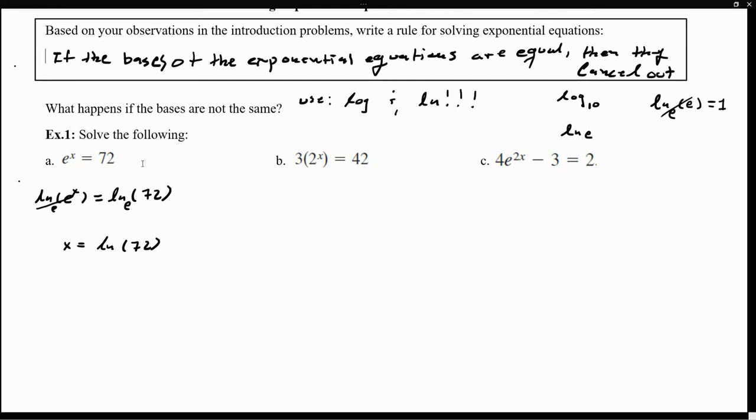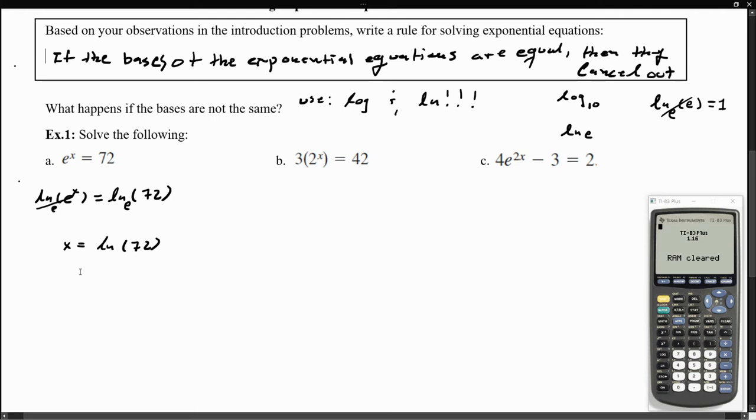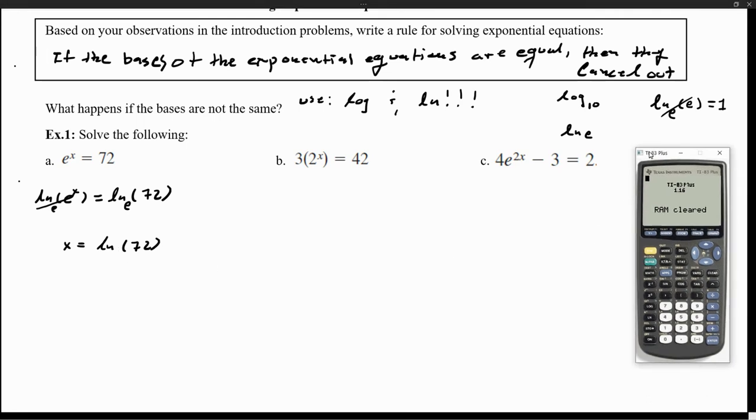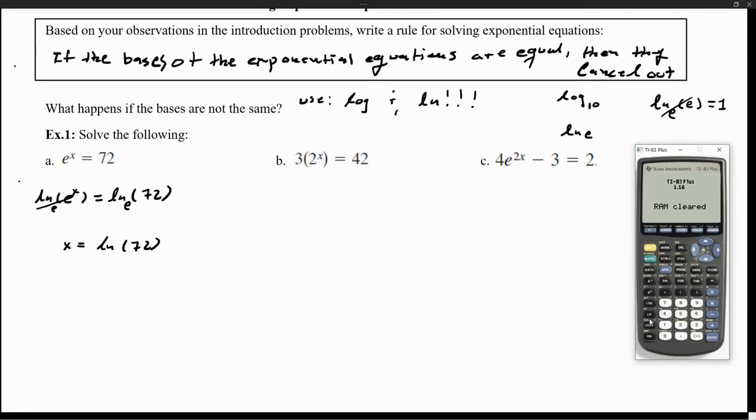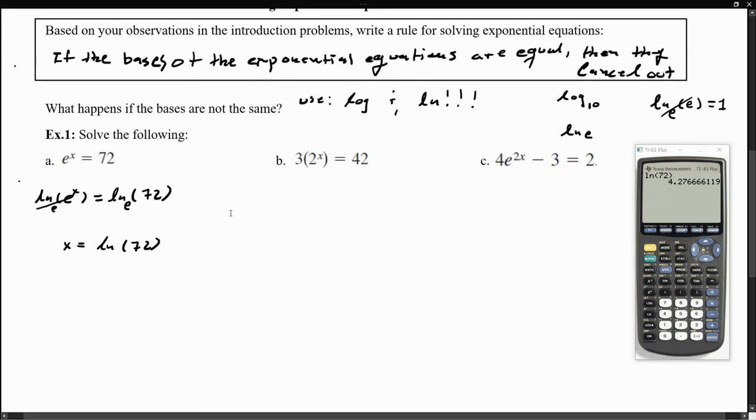And now this expression, the natural logarithm of 72, is something that we can evaluate using a graphing calculator. So what exactly is this value? Well, we got a graphing calculator. Notice that ln is right here. So we're going to type in ln of 72, close parenthesis, and that's going to be equivalent to 4.27. So that's exactly what x is equivalent to. x is equivalent to 4.27.